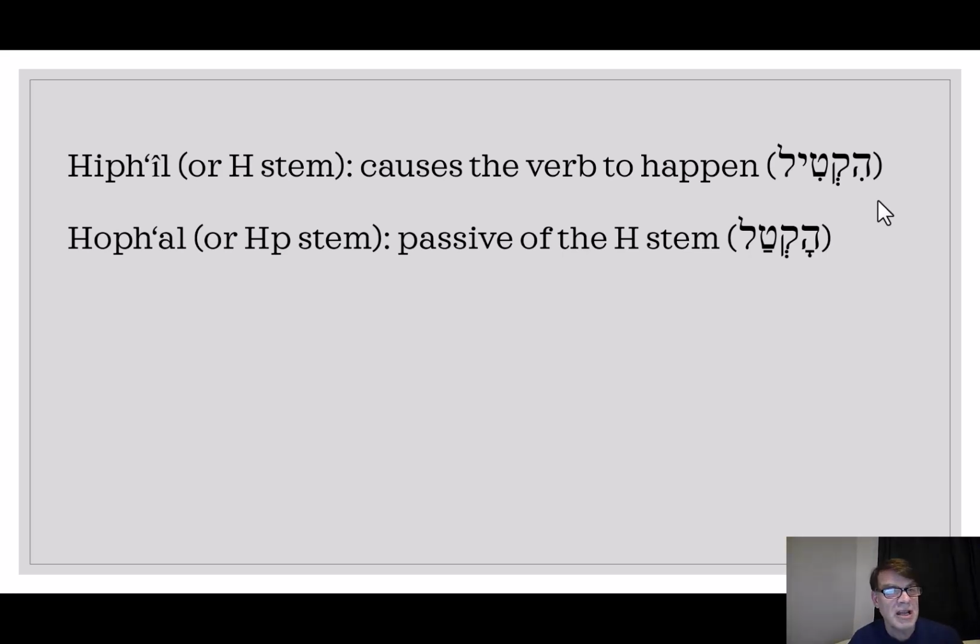You have to get the second half of the song in the next video. But you'll notice that this is the HP or H passive. So to be caused to kill, it's the passive of the H stem. And the pattern is a short O, which is a kamatz katuf, like there. That's not a kamatz gadol, a long A. That's kamatz katuf, a short O. So this is a silent schwa. This syllable's closed with a short vowel preceding it. And then you'll notice the A there at the end.